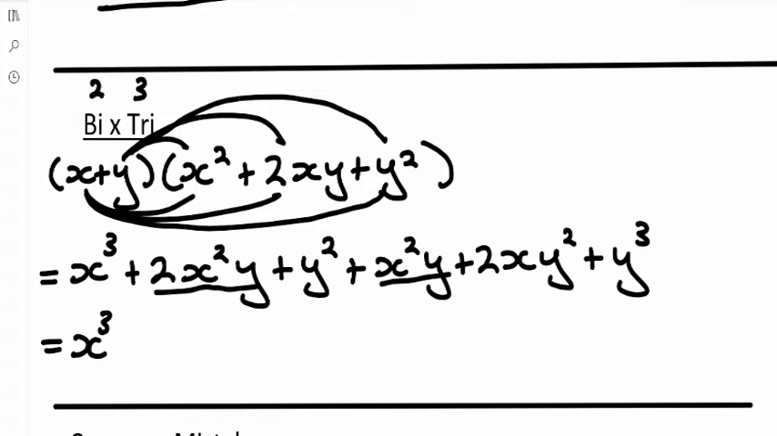Let's write this in the powers of descending order. It doesn't actually matter, but it just looks better if you write it in descending order. So the highest exponents always get written first. That's this one and that one.